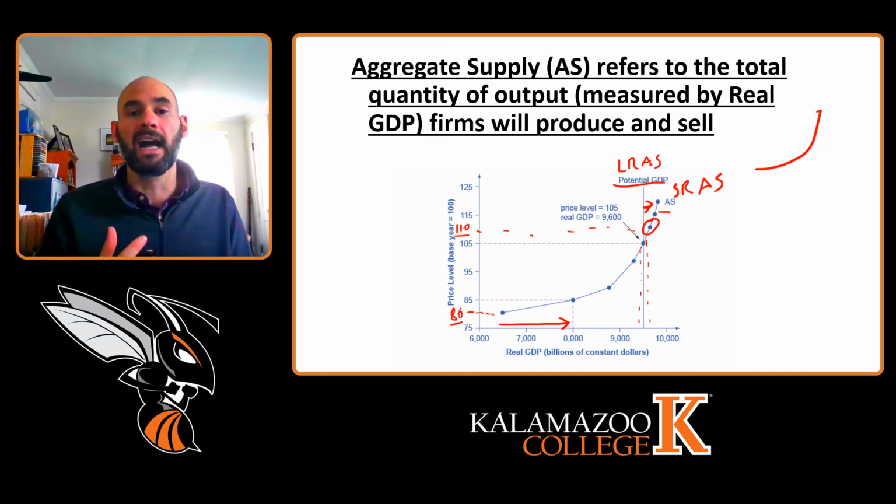We would unsustainably rely on labor to the point where they may be too exhausted to work in the future. And so if we exceed the long run aggregate supply in the short run, then eventually we shift back to the left to produce within our potential GDP in the long run.